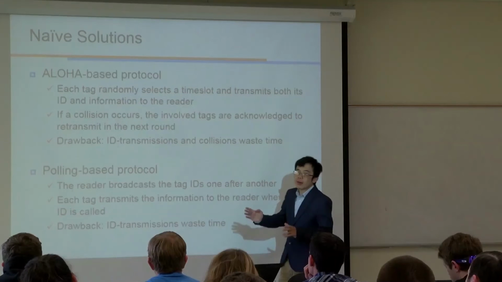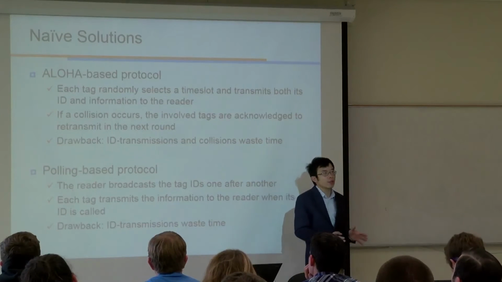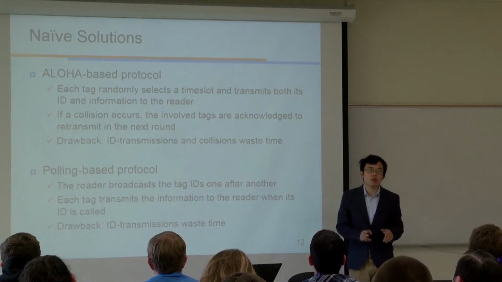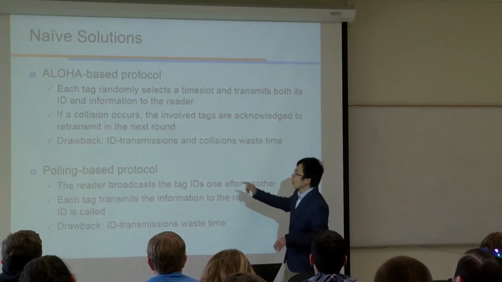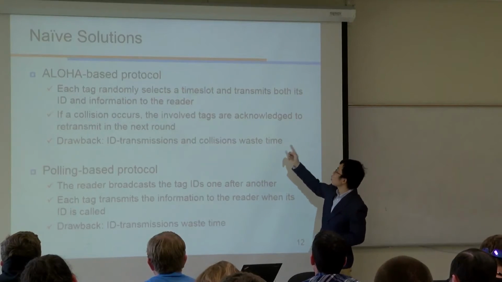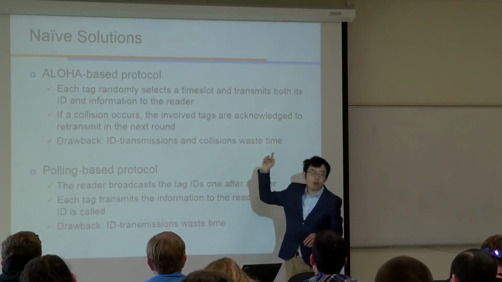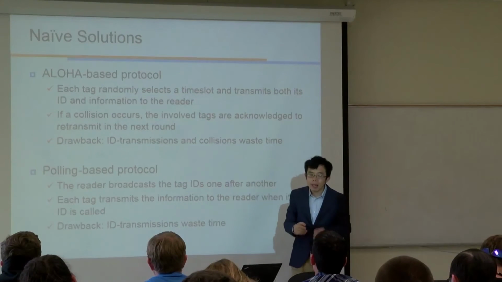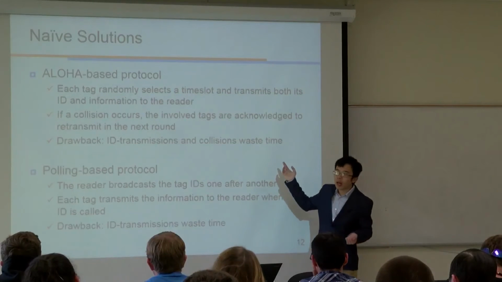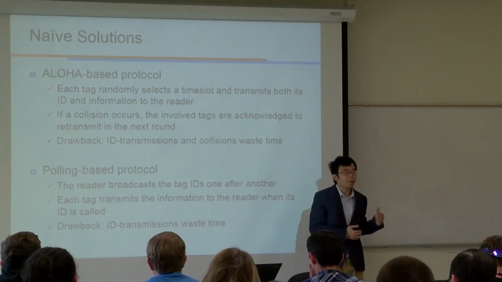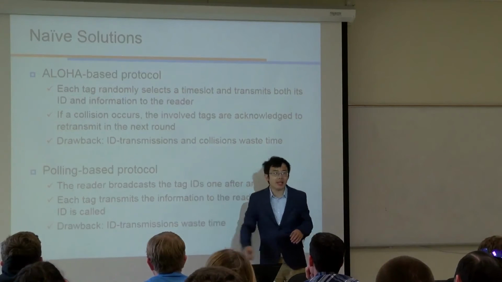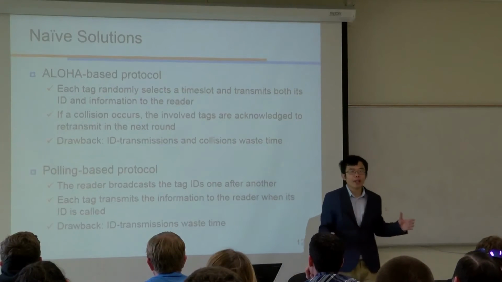Well, this protocol is very simple, but its performance is really bad. There are two drawbacks. The first one is that in this protocol, the tag has to transmit both its ID and the information to the reader. But actually, we only want the information. So the ID transmission is overhead in this protocol. But unfortunately, the ID transmission is very time-consuming in RFID networks.